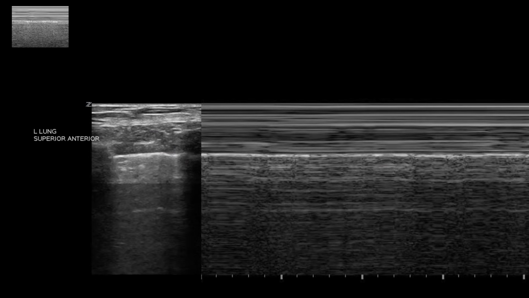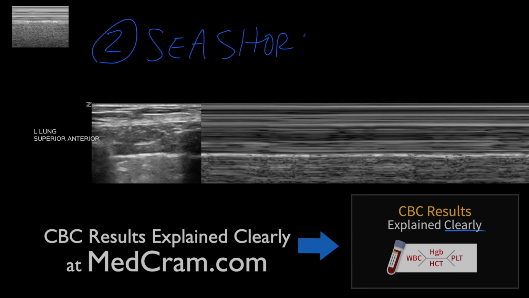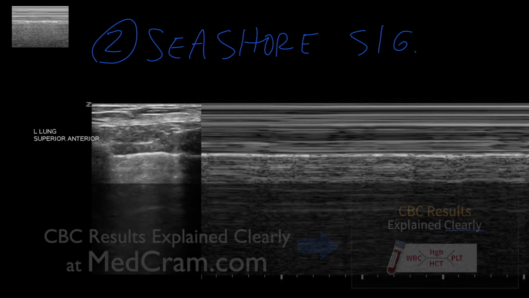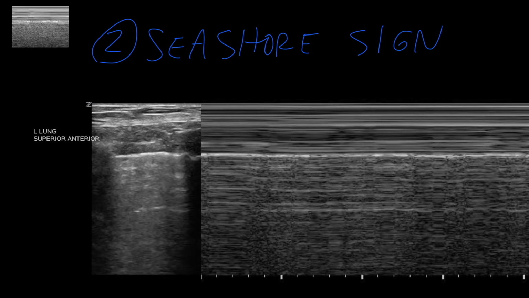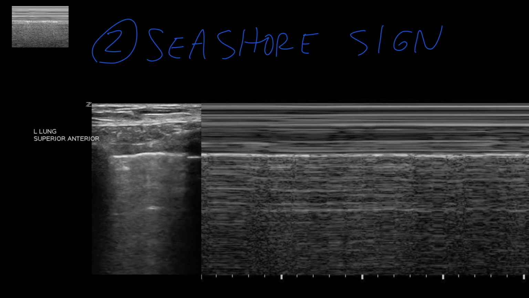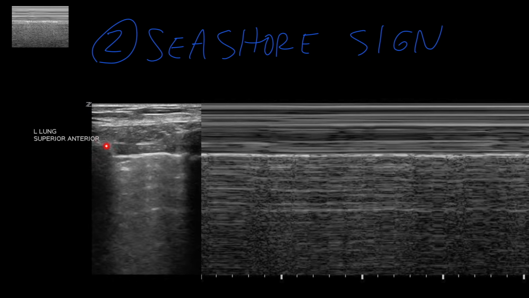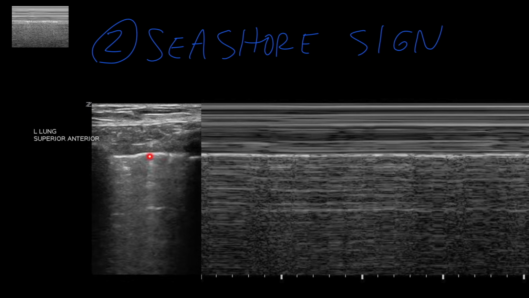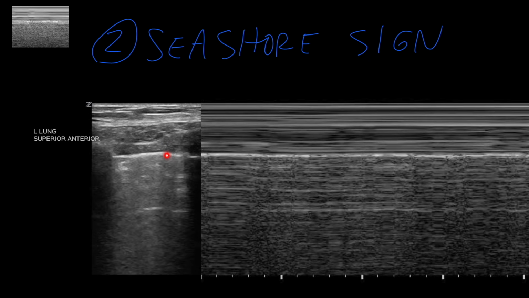Now, the second sign is the Seashore Sign. And the Seashore Sign is identifying what normal lung sliding looks like in both 2D and M mode. So if we look at this 2D picture on the left, we see here that we have rib and rib shadow. So we know this is the pleural line, as we've talked about before. And for now, just appreciate that there's movement along the pleural line.